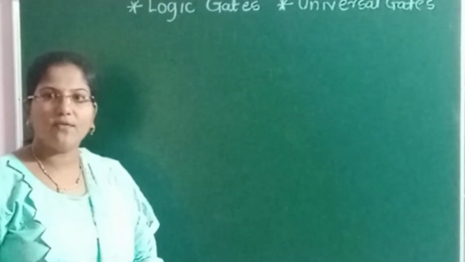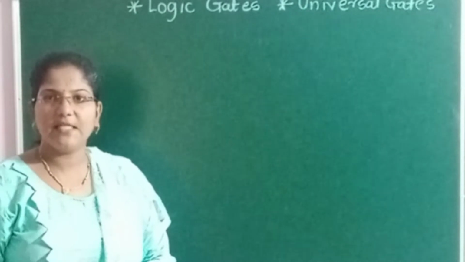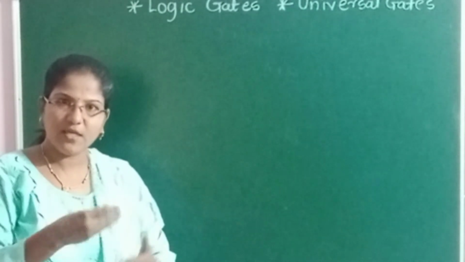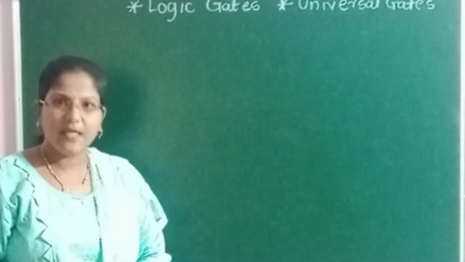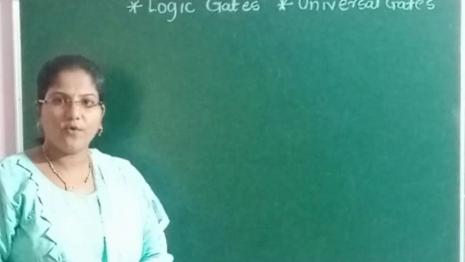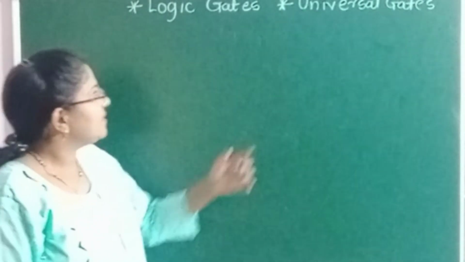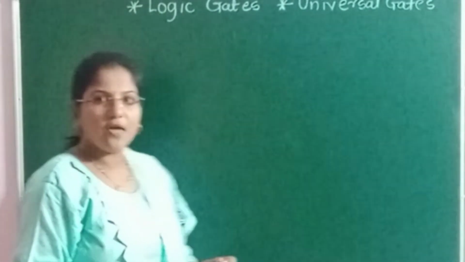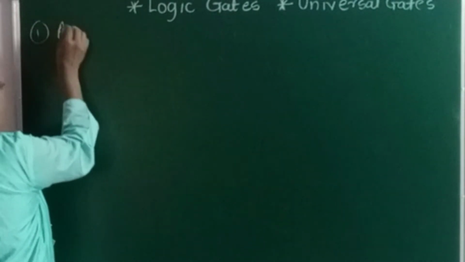Suppose we have the IC of only the NOR gate, then also we can design any circuit. Then how can we design? We have to convert the expression in such a way that we can use those particular universal gates. And as it is possible to realize any expression by using these two gates, these gates are called the universal gates. So first let me start with the first universal gate, that is the NAND gate.